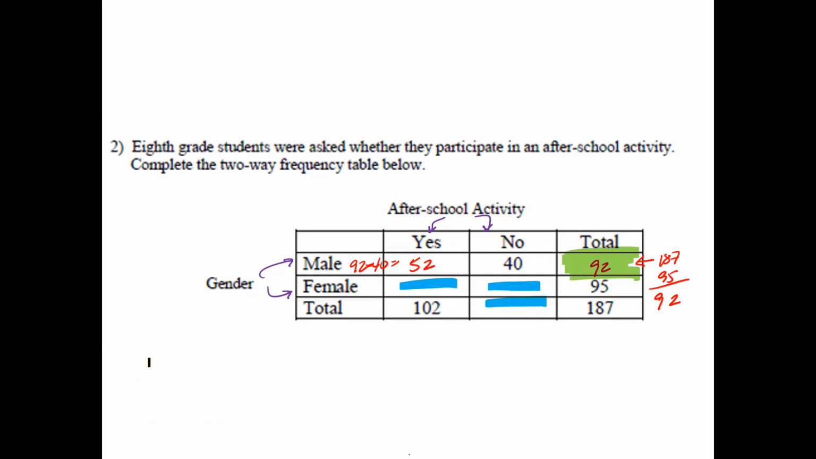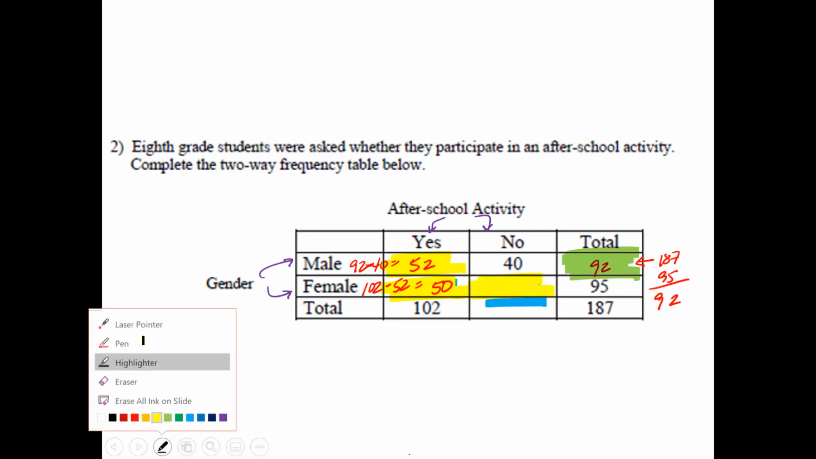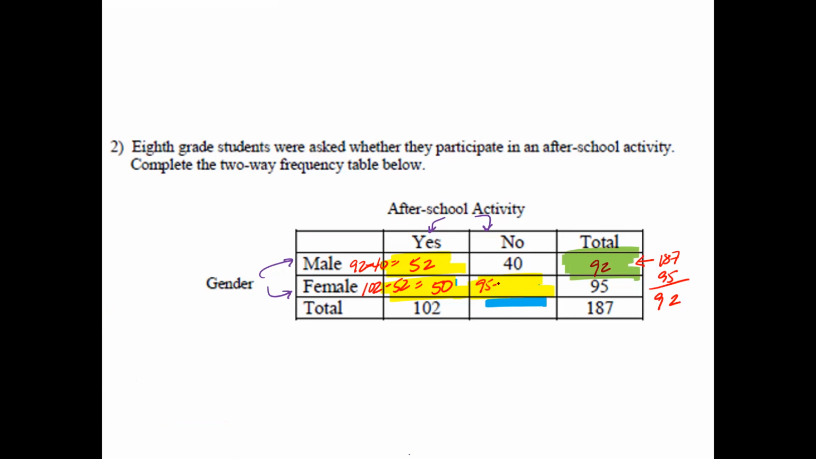Okay, then which cell provides you with 2 of the answers? It's this one right here. And if you take a look at that right there, the total is 102, but then you have 52 that are boys. So 102 minus 52, which is going to give you a 50. And then the next one that you should be focusing on is this cell right here. You have a total of 95 minus 50, which gives you a 45. Girls, that says no, they will not participate in an after-school activity.